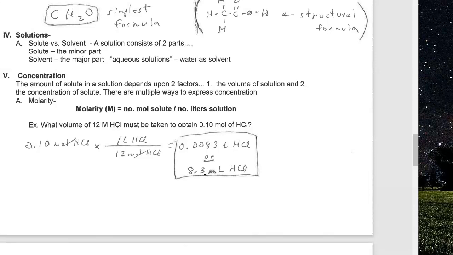So what is a solution anyway? Well, a solution consists of two parts. You have what's called a solute, and you have what's called a solvent. All right. The solute is whatever you have less of. The solvent is whatever you have more of. So it's really kind of arbitrary in a sense. If I had 30% alcohol and 70% water, my alcohol is my solute, and my water, of course, would be my solvent. But alcohol and water are miscible.